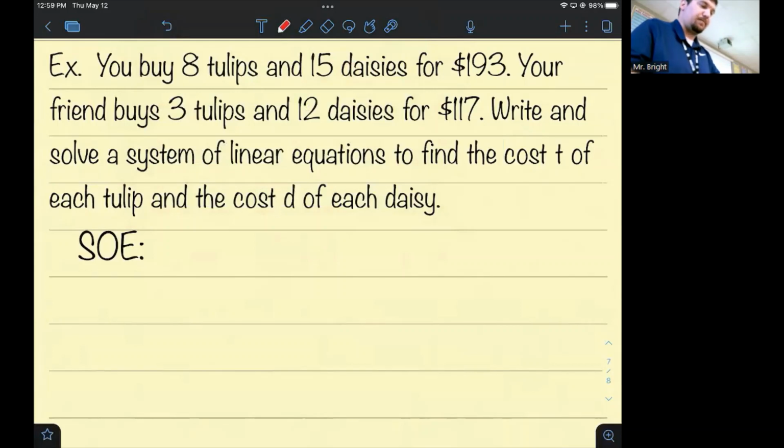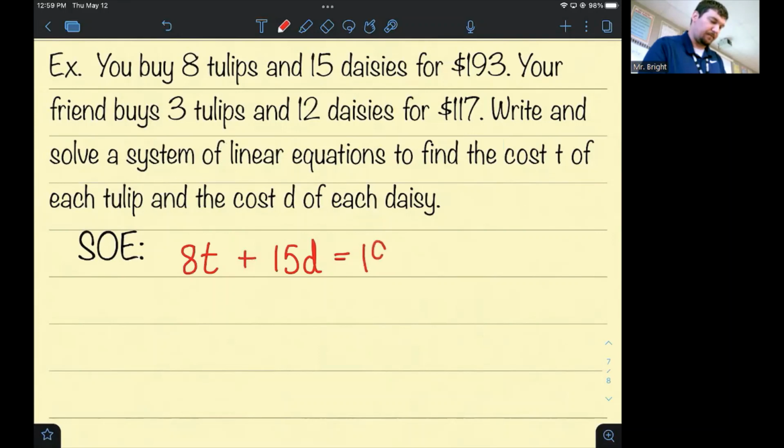How many tulips, Martin, do you buy? Okay, so 8 times whatever the cost of a tulip is. And daisies, you bought how many? 15 daisies. What are we going to do with those 8 tulips and 15 daisies? What would we be able to do for our equation here? Add them together and set it equal to what? That's right. So we have our cost equation, buying 8 tulips and 15 daisies.